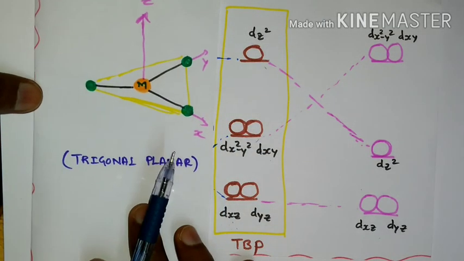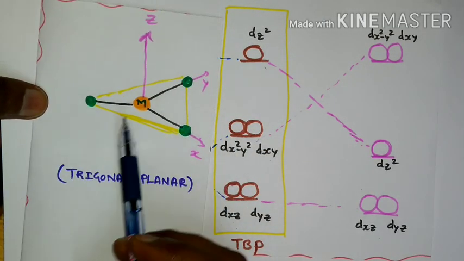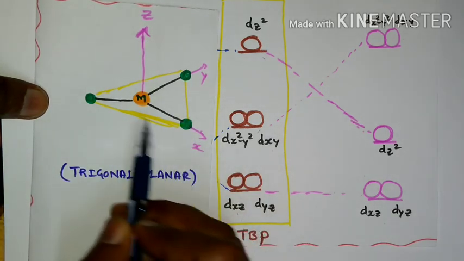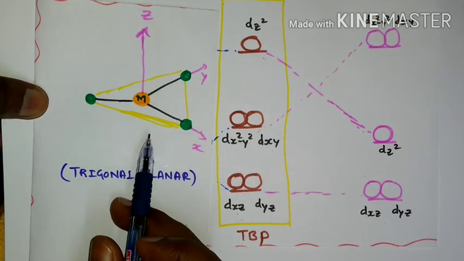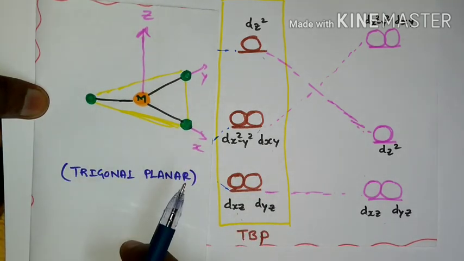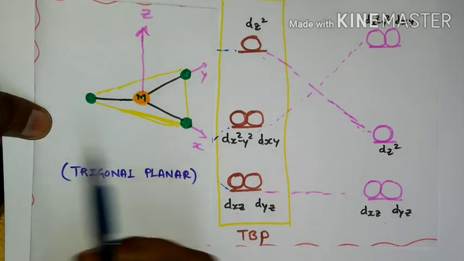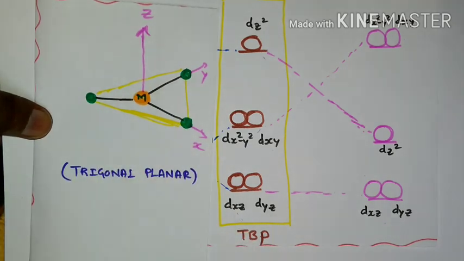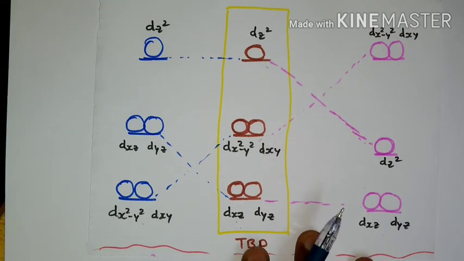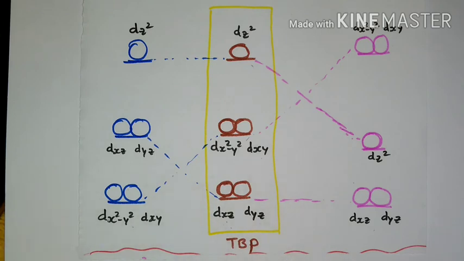Or from the geometry also we can write, that is, along the z axis there are no ligands, so the d orbitals which contain an xy component, their energy will be greater, and d orbitals which contain a z component, their energy will be less. So these are the d orbital splittings in different geometries. Thank you.